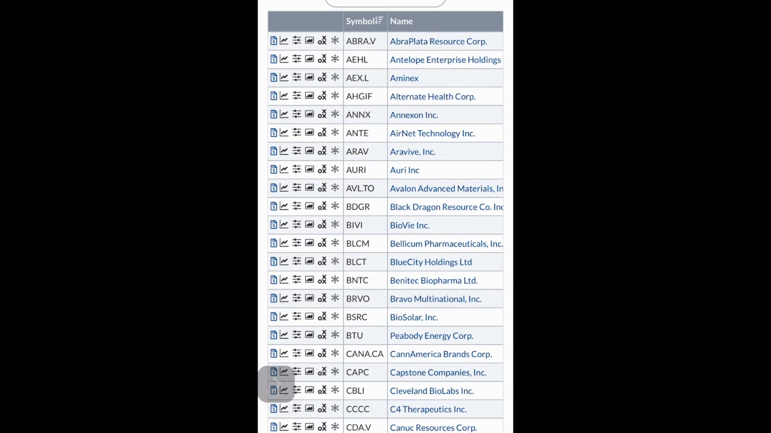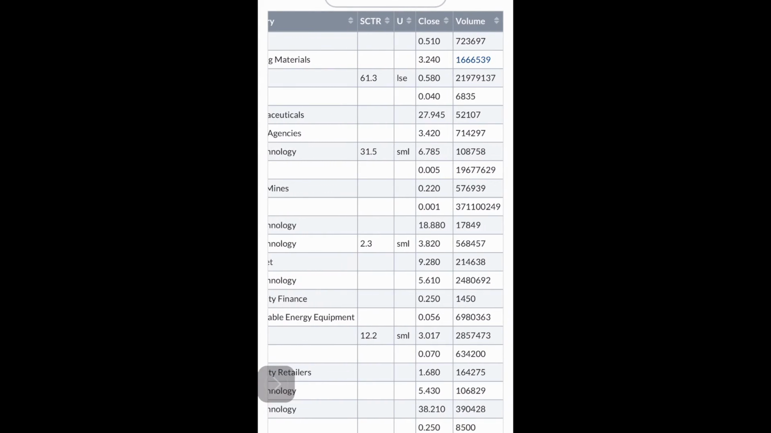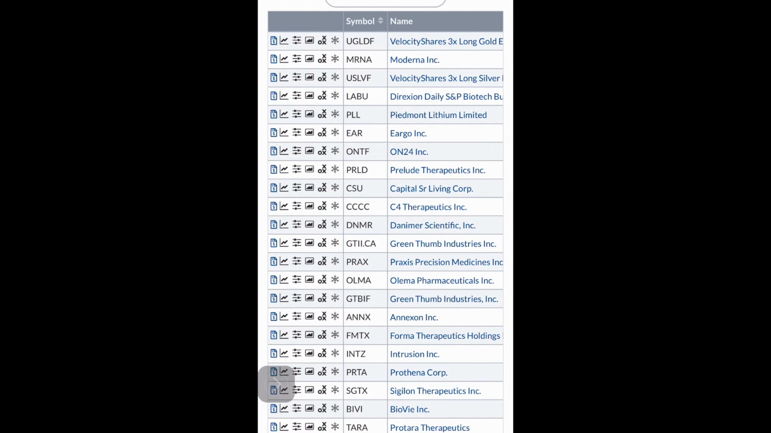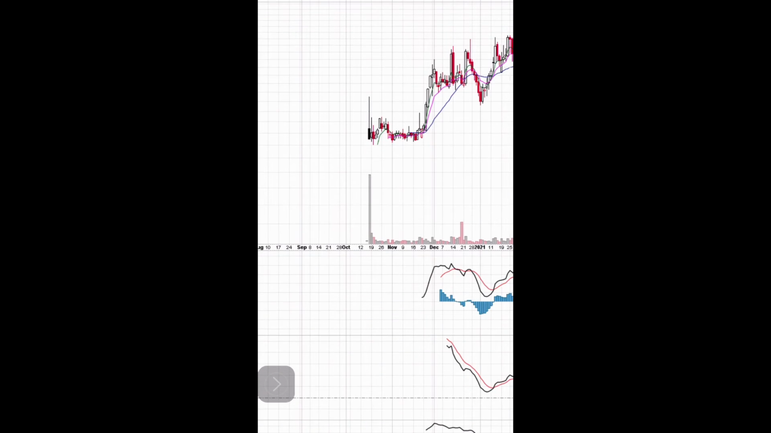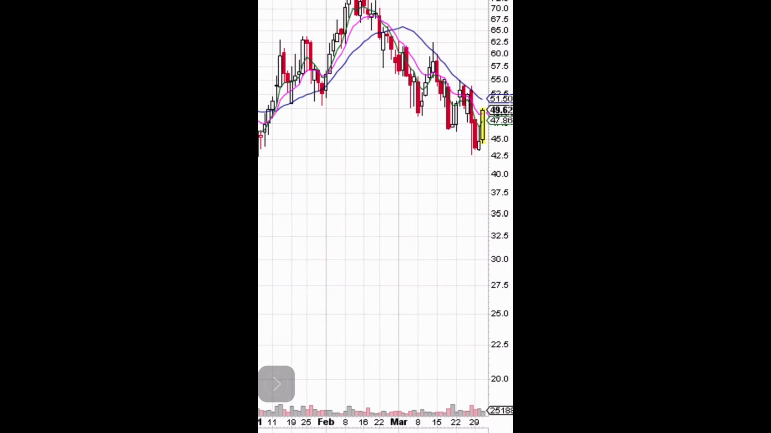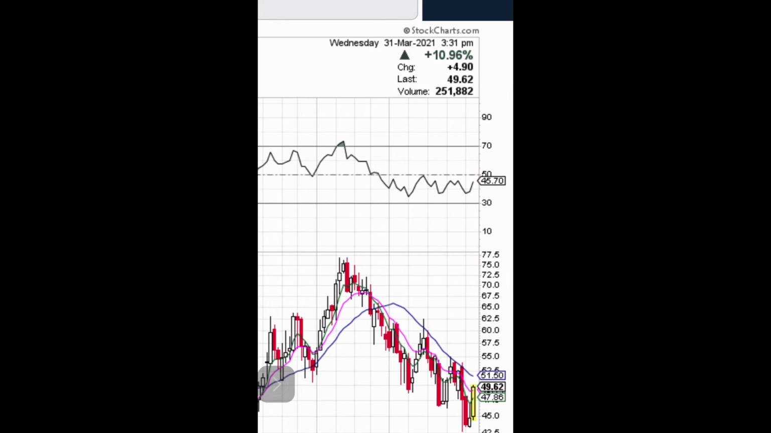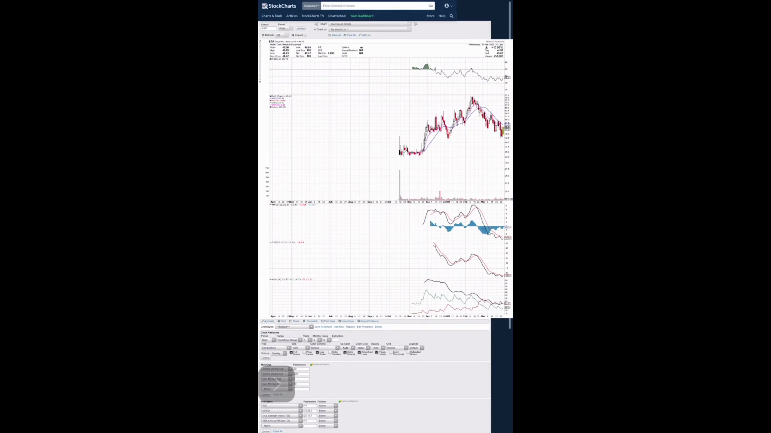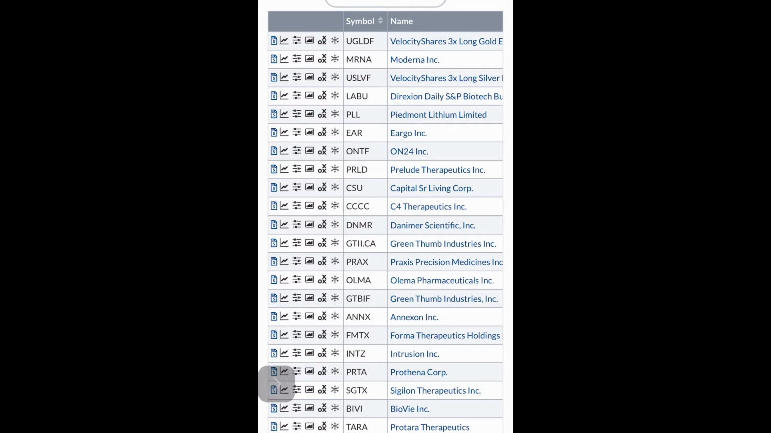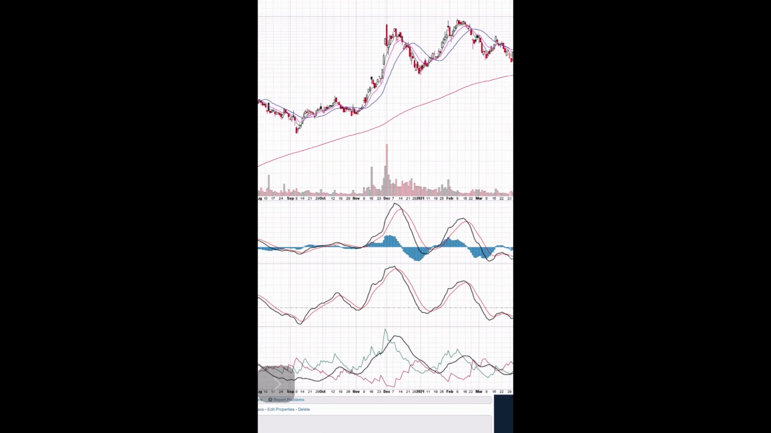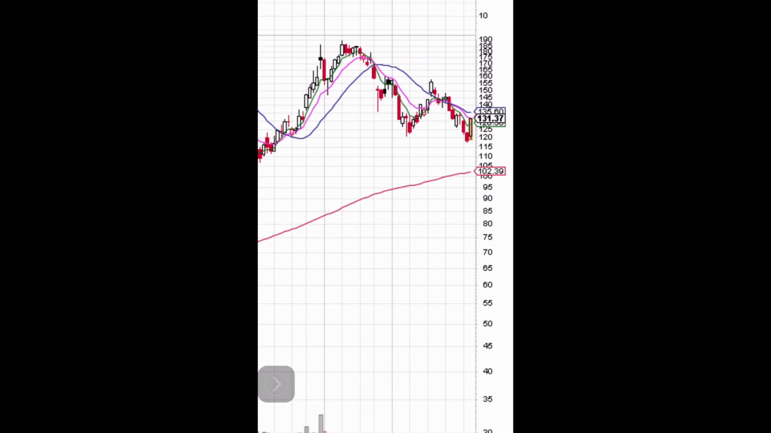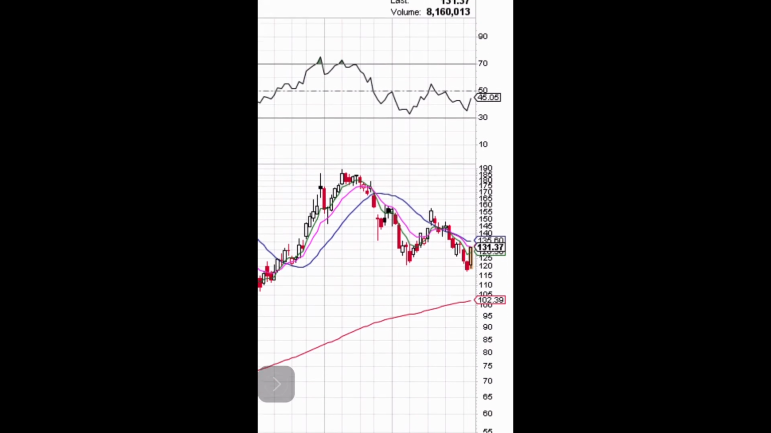So let's adjust this here, the close. So let's look at EAR, Ergo. All right. And so you can see that it just came from a downtrend and it is moving upward at almost 11%, right? So definitely use your other indicators. We'll do one more. Let's look at Moderna. It's pretty relevant. So Moderna is the same thing. It came from a downtrend and now it is moving upward. It went up 10.87% today.